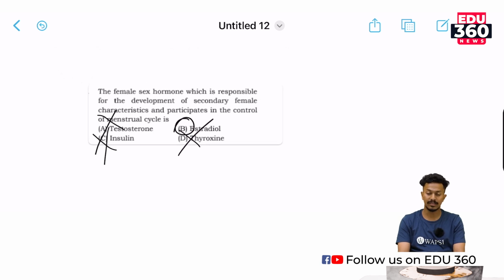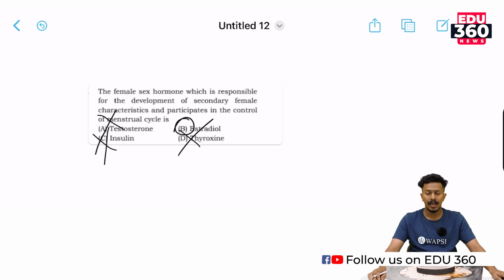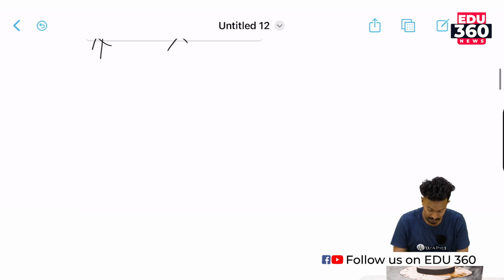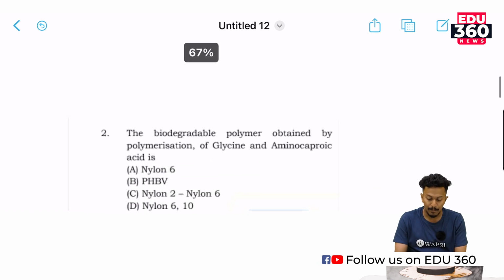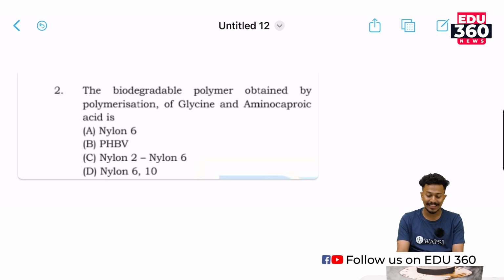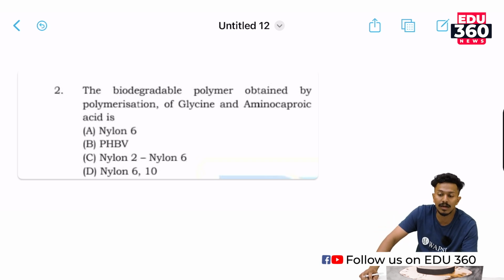Estradiol is the correct answer, the female hormone that produces the secondary sex characters in females on reaching the age of puberty. We will move on to the next one. The biodegradable polymer obtained by the polymerization of glycine and aminocaproic acid. That kind of a polymer.